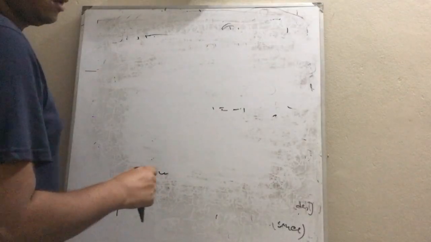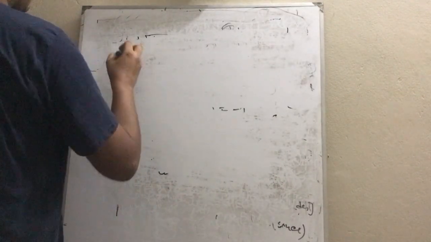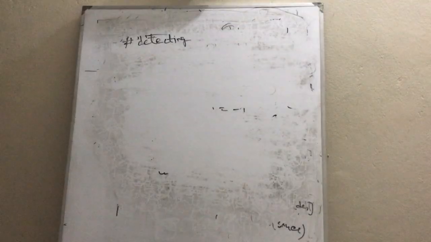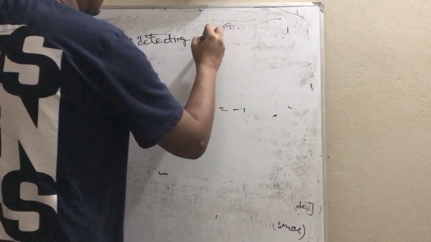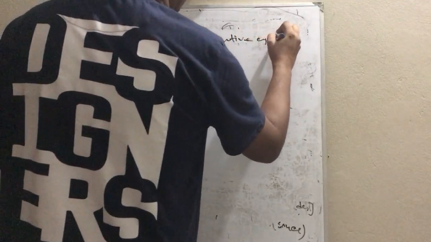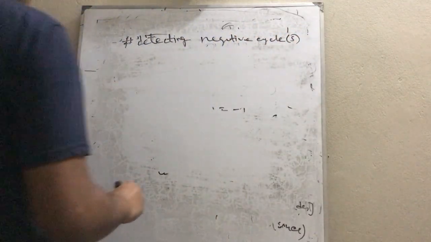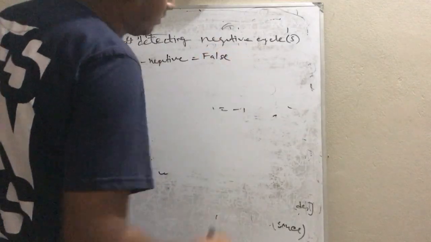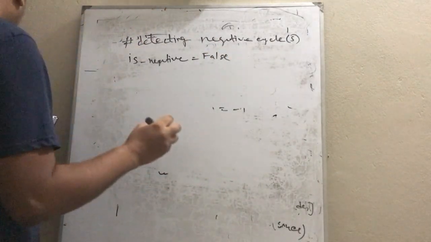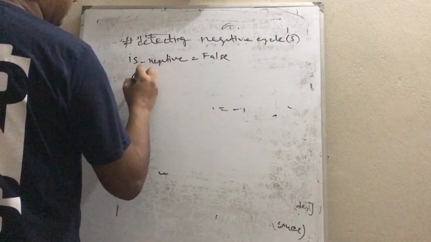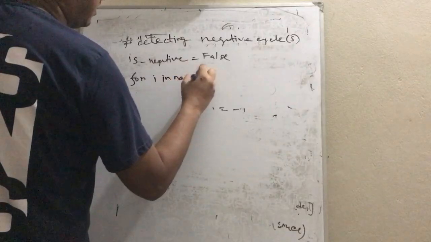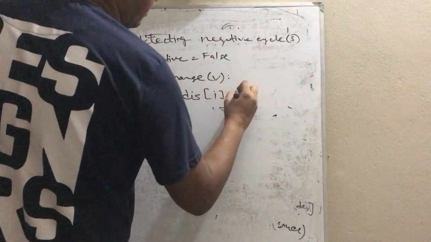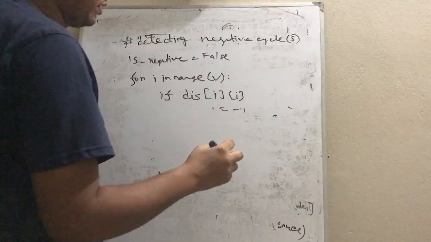How can we detect a cycle? How can we detect a negative cycle? Okay. Detecting negative cycle or cycles. is_negative equal false. Initially we assume there is no negative cycle. Okay. For i in range V, if distance of i to i, we can see when we consider a cycle negative.